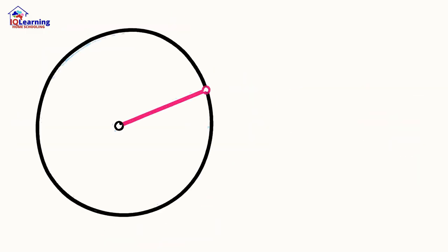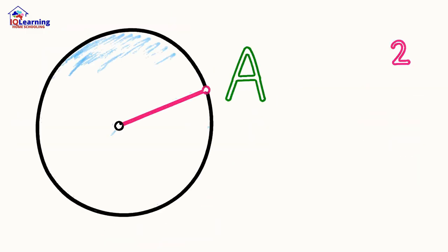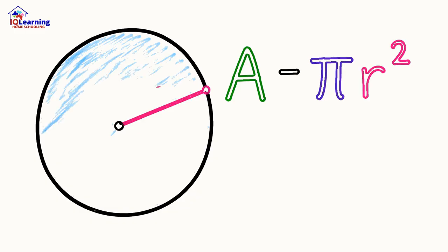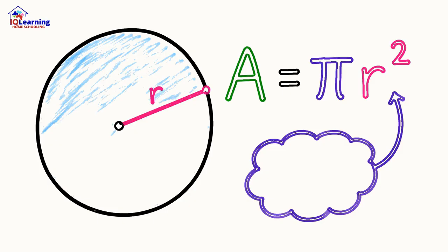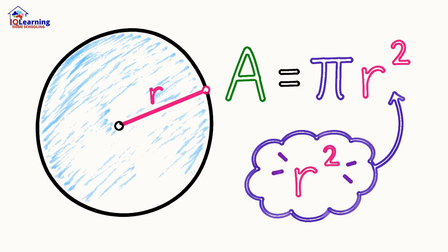Now, let's look at the space inside the track. That's the area. To find it, you use pi times the radius squared. But be warned, the square only applies to the radius, a common mistake that can throw everything off.